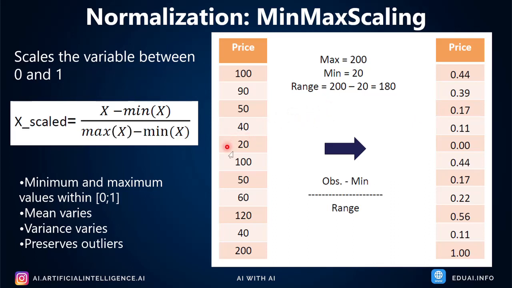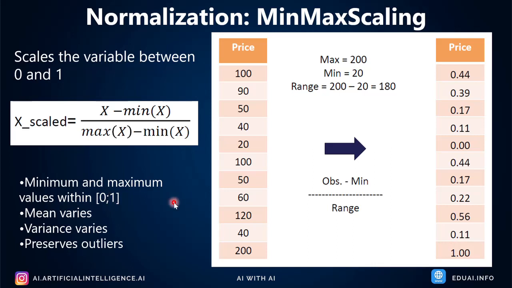Let's perform this for 20. 20 minus the minimum 20 is 0. 0 divided by anything is 0, right? So that's why for 20 you see it is 0. Let's see the scaling for the maximum value, which is 200 here. 200 minus the minimum, which is 20, is 180. 180 divided by 180 is 1, right? So for 200, the value becomes 1. And that's how min-max scaling works.